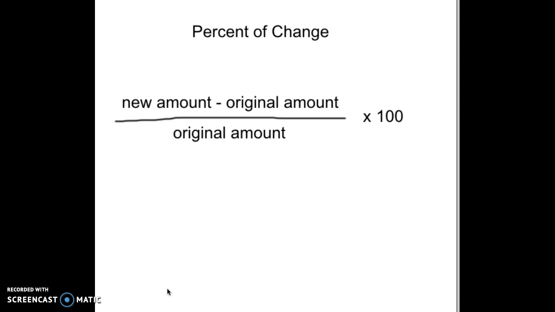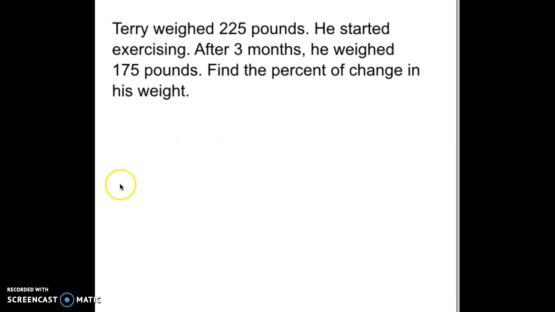So we start out by doing the new amount minus the original amount, and we're going to divide whatever that is by the original amount, and at the end we're going to multiply it by 100 just so it comes out to be a percent. That's why they call it percent of change. Okay, so for our first problem, we're going to look at a weight loss thing, and this is a common use of percent of change.